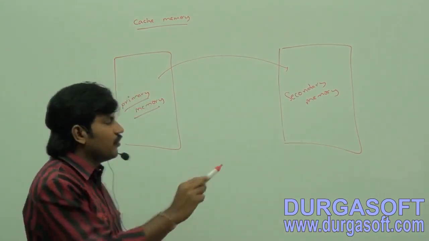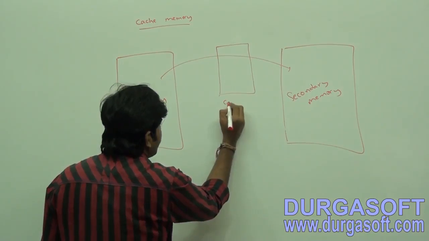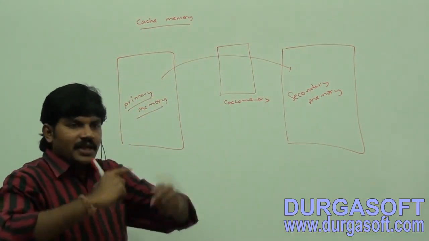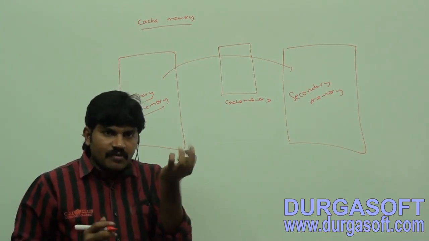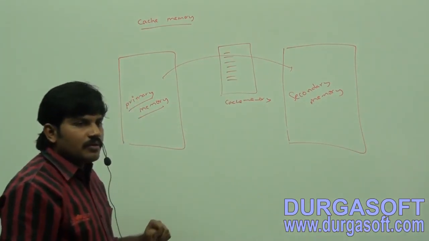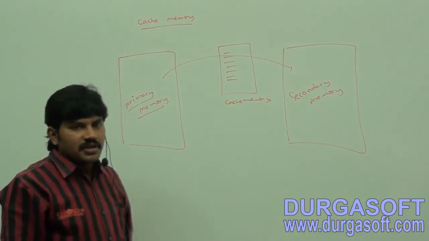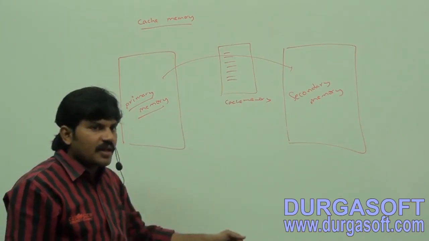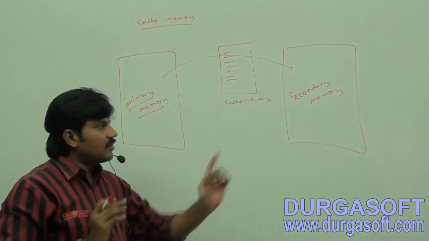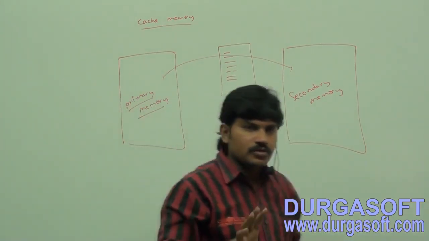That's why we have to go for some memory in the middle: cache memory in the middle. Repeated calculations, repeatedly required code, we are going to keep here. If I require to communicate with secondary memory, first I will check whether it is there in the cache. If it is there in the cache, happily I can get it. Cache speed is much faster than secondary memory, so the overall performance of the system is improved.